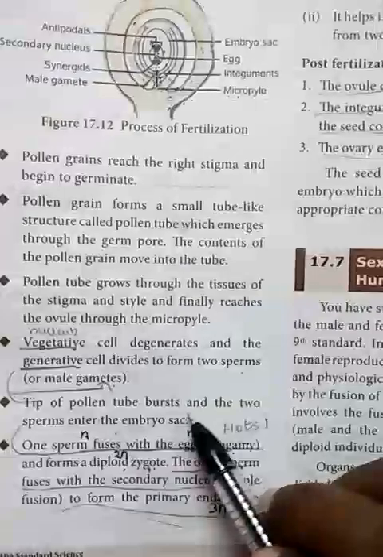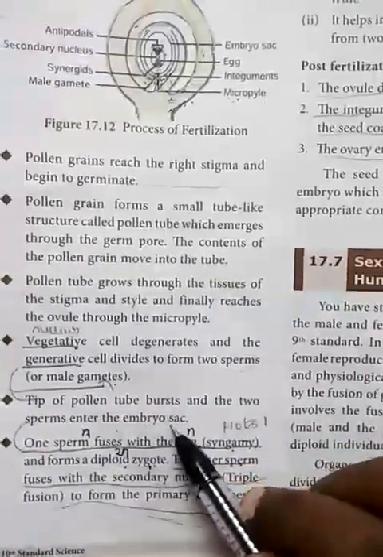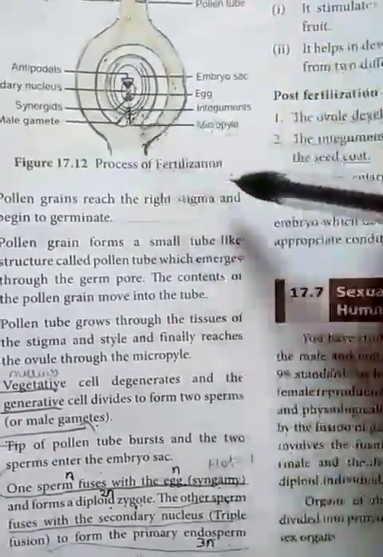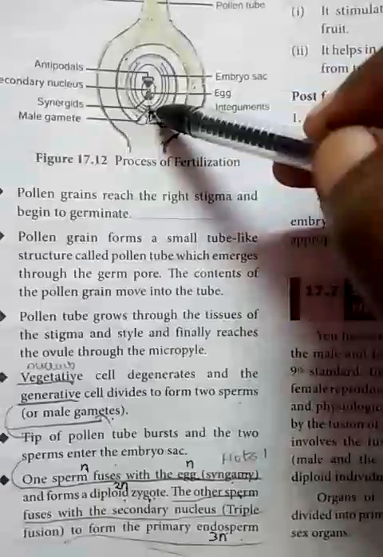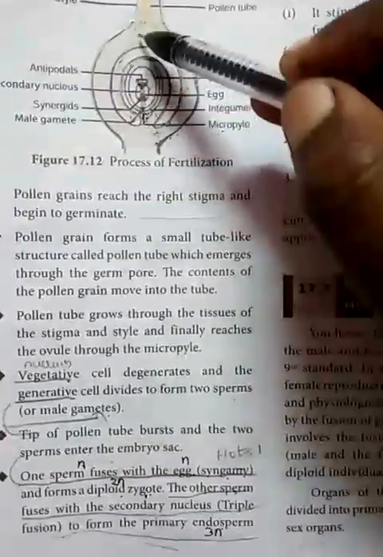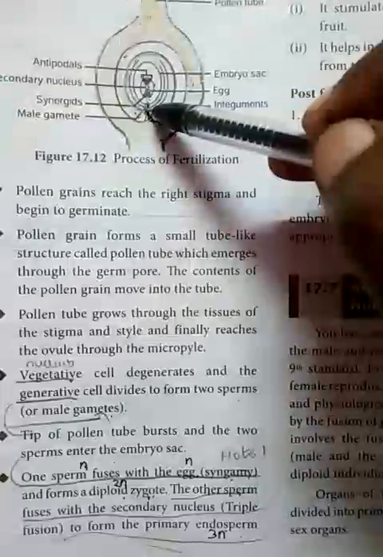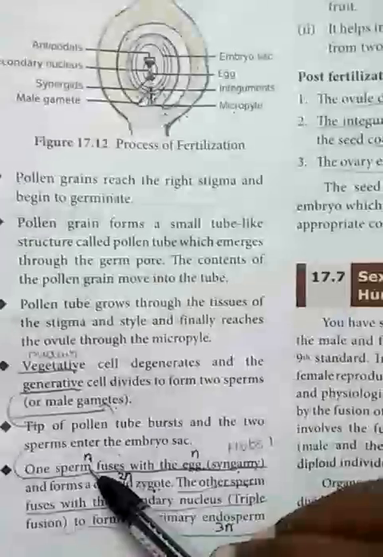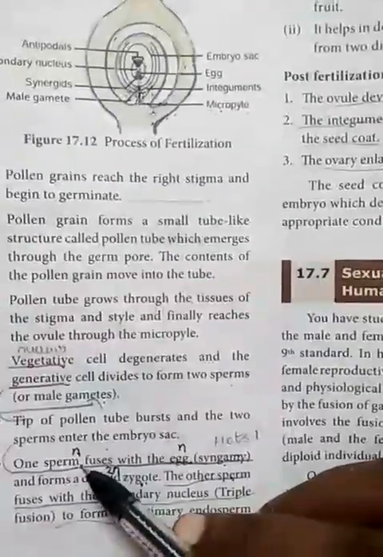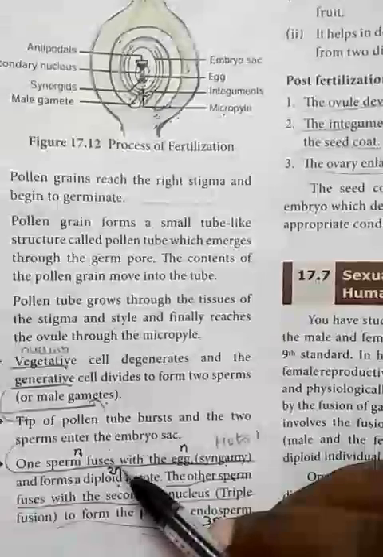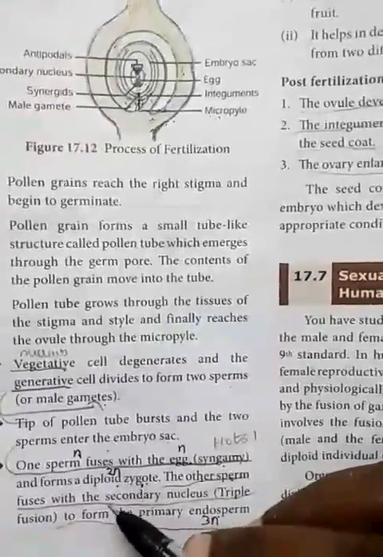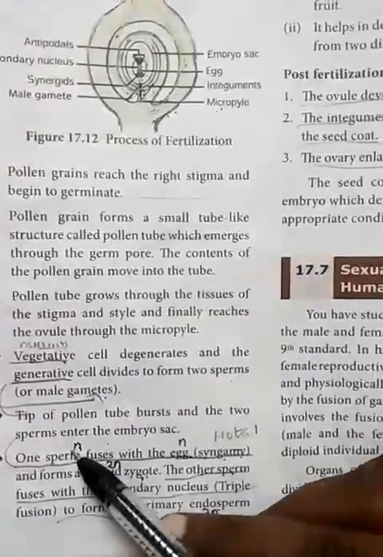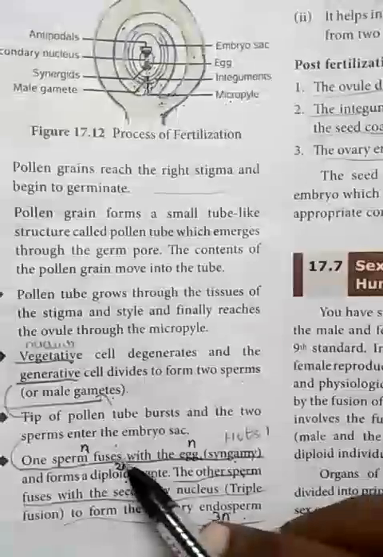The tip of the pollen tube bursts and the two sperms enter the embryo sac. When the pollen tube enters the ovule through the micropyle, its tip bursts, and the two male gametes it contains are released inside the embryo sac. One thing you have to remember here: the male gamete and the female gamete are always haploid. The sperm, that is the male gamete, is haploid, and haploid is represented by n. It fuses with the egg.